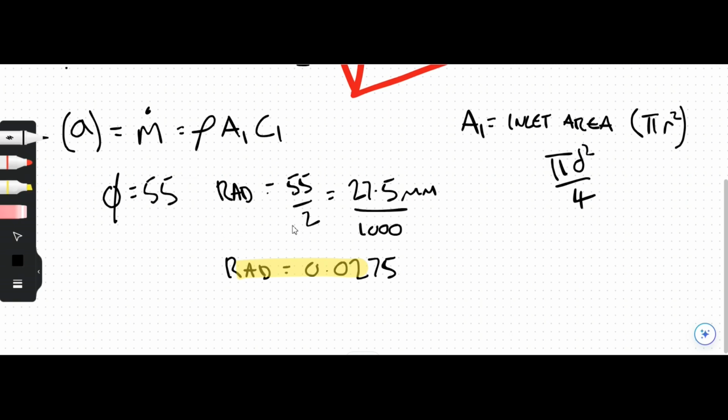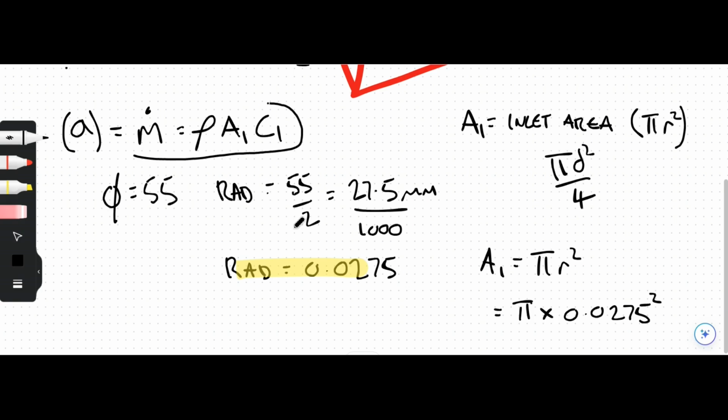That's our radius, which means the area is going to be pi r squared, which is pi times 0.0275 squared. I'm now going to put it in this formula here. That will give us the mass flow rate.